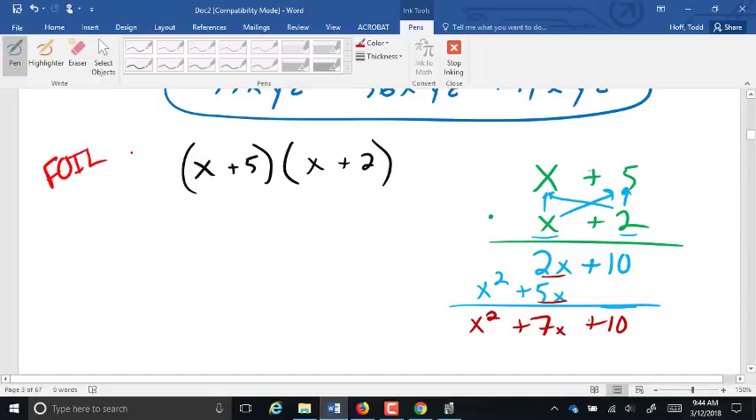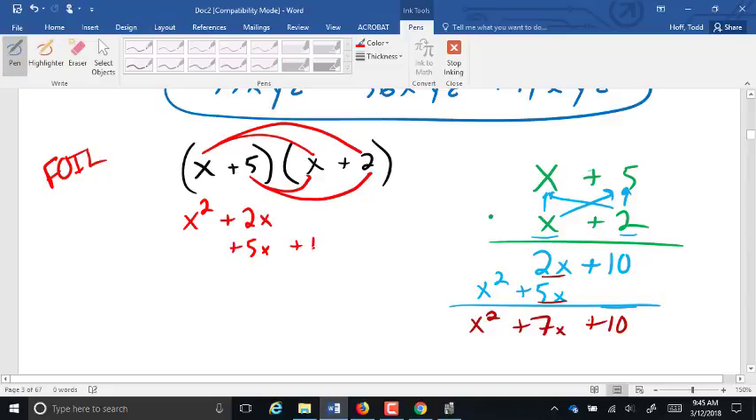The FOIL. F stood for first. X times x is x squared. O stands for outer or outside. We multiply the outside numbers. X times 2 is 2x. I stands for inside or inner. 5 times x is 5x. I'm going to drop down and write that there so I can combine those. And L stood for last. 5 times 2 is 10.